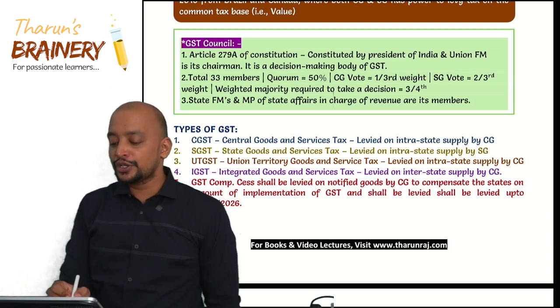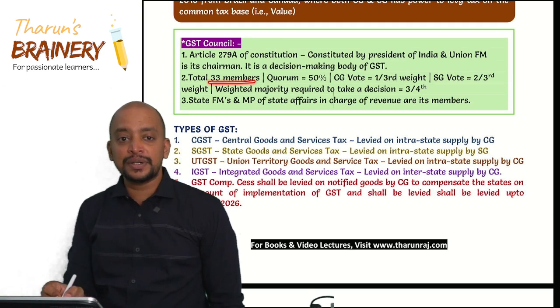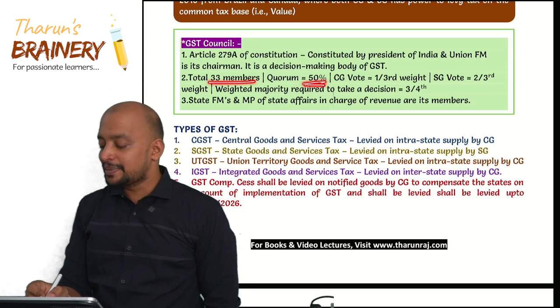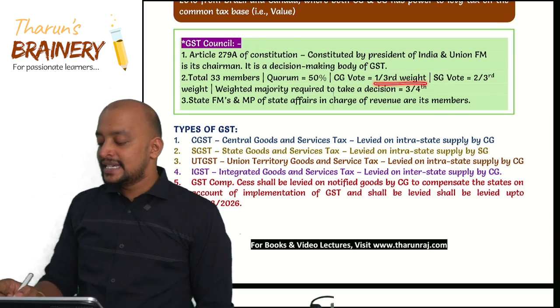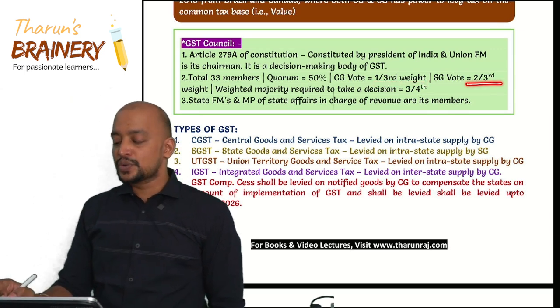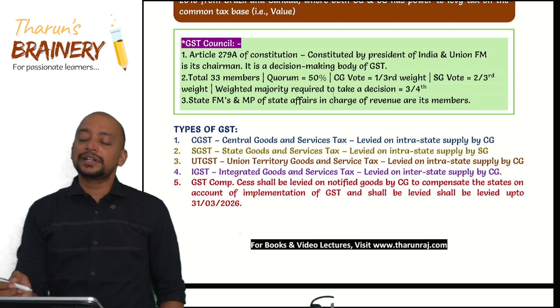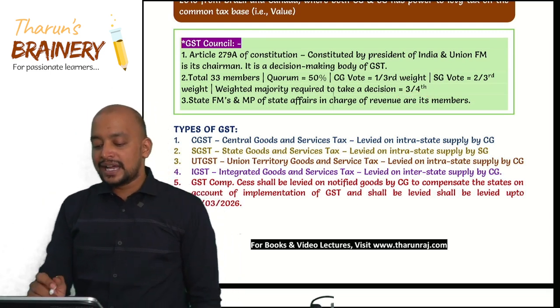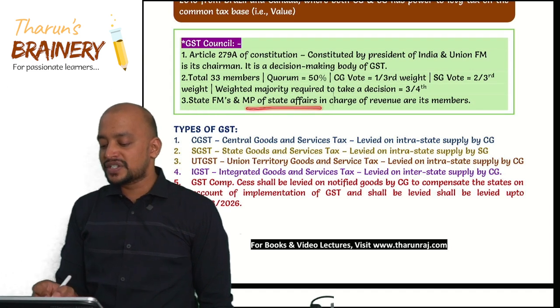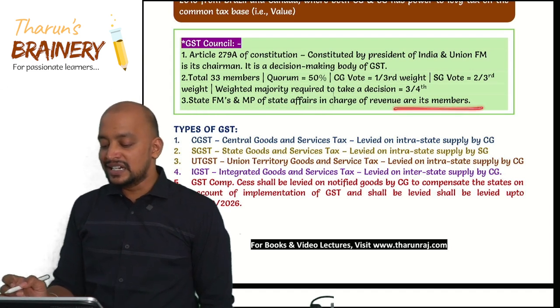And so what you need to remember, total there will be 33 members and the quorum will be 50%, and central government vote will be having how much weight? 1/3 weight. State government vote will have 2/3 weight. And how much majority is required to take any decision? 3/4 weighted majority is required. And state finance ministers and MP of state affairs will be its members.